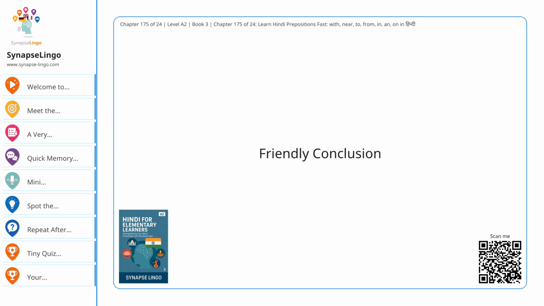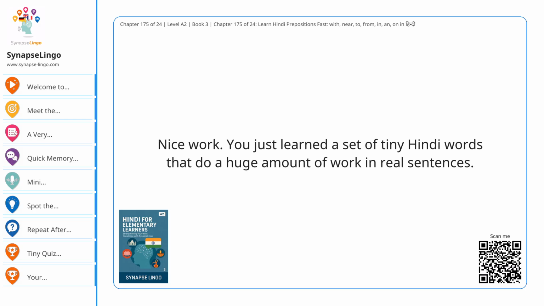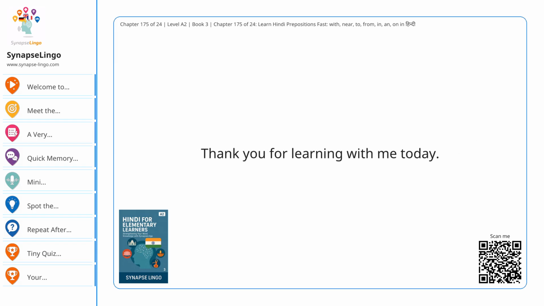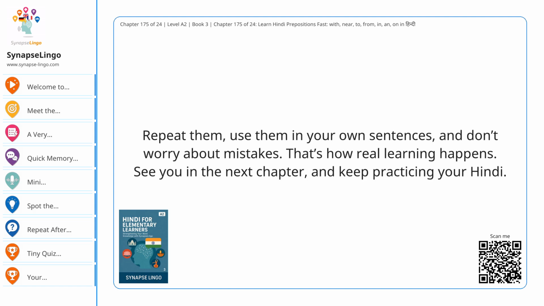Friendly conclusion. Nice work. You just learned a set of tiny Hindi words that do a huge amount of work in real sentences. Thank you for learning with me today. Keep practicing: के साथ, पास, को, से, में, एक, and पर. Out loud. Repeat them, use them in your own sentences, and don't worry about mistakes. That's how real learning happens.